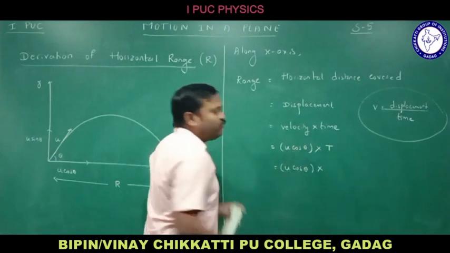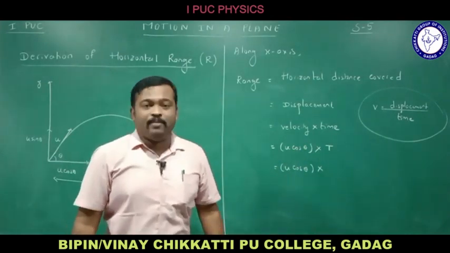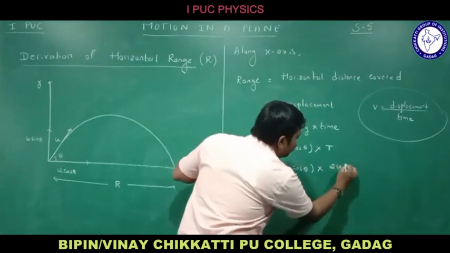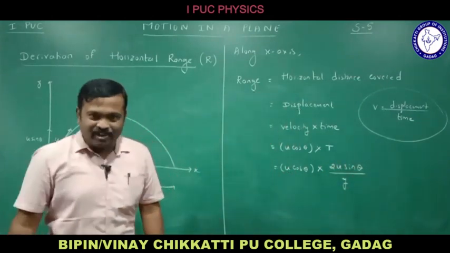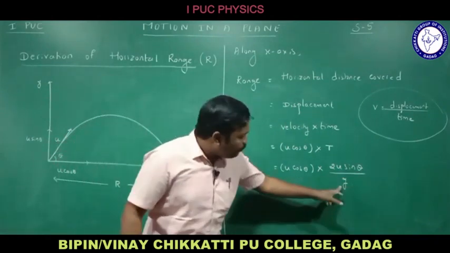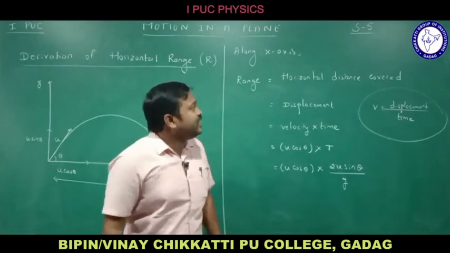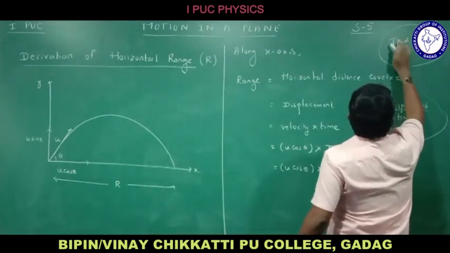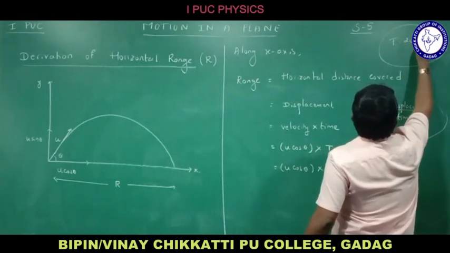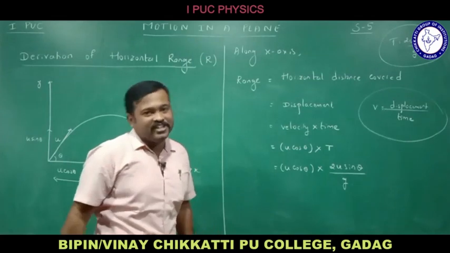And you know the formula for T. What is the formula for T? Just now we have derived it. What is the expression for time of flight? That is 2u sin theta upon g. 2u sin theta upon g. That is the expression for time of flight that we have already derived. Do remember, the formula for time of flight is 2u sin theta upon g. That equation I have used here.